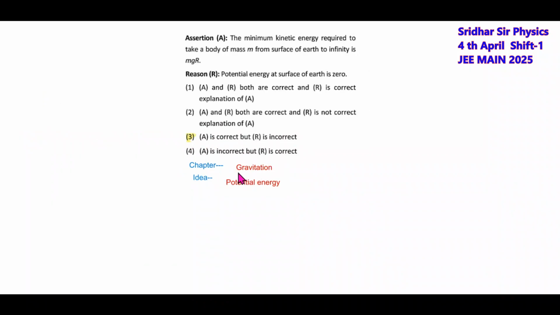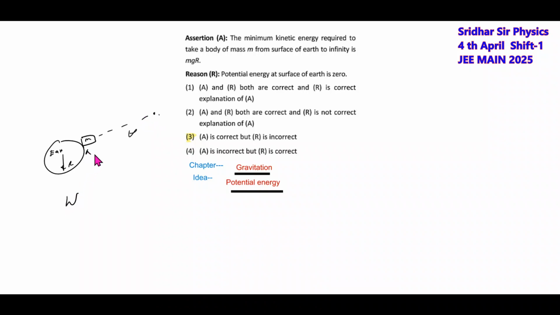The question belongs to the chapter gravitation. The idea of potential is being asked. Let me read the assertion. The minimum kinetic energy required to take a body of mass m from the surface of Earth to infinity is mgR. I think the body has radius of Earth, this is Earth, and it has to be taken to infinity. At infinity, what is the potential energy? Gravitational force will be 0. Then work done should be equal to mgR.